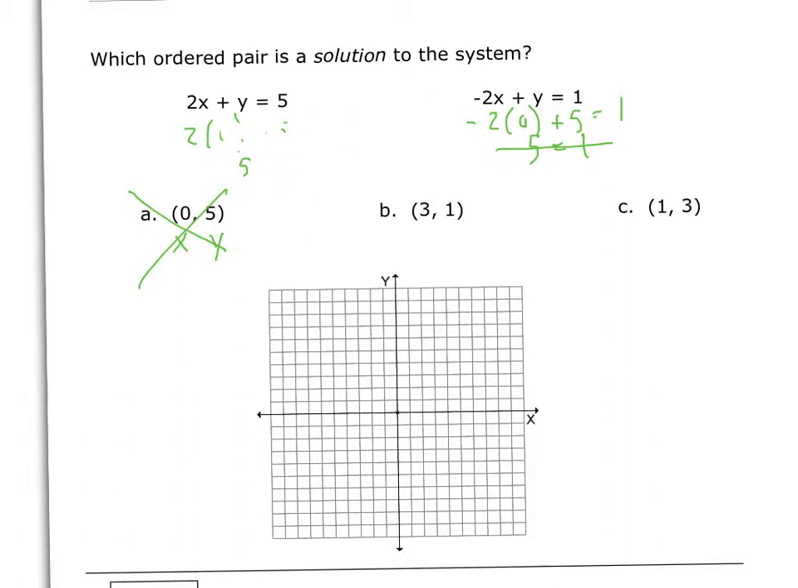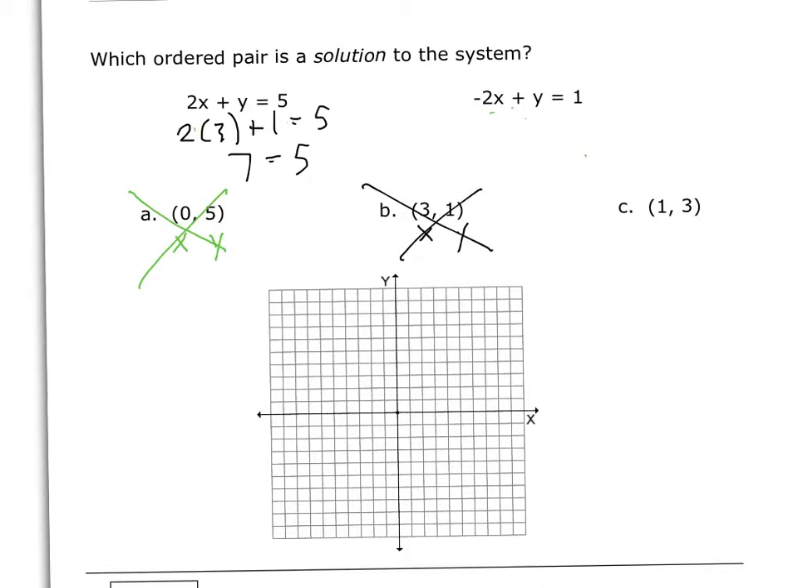Okay, let's try our next one here, and we'll do it in black color. Just a moment here. Okay, so let's try the next one. We have an x of 3, a y of 1. So let's try it. We have 2 times 3 plus 1, and that's set equal to 5. Well, 2 times 3 is 6. Add 1, you get 7 equals 5. Well, right off the bat, we know that this is not true, so this solution B is not true.